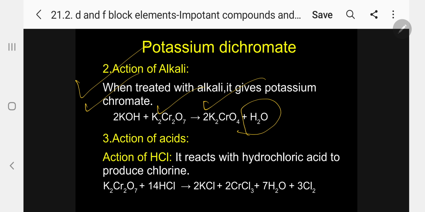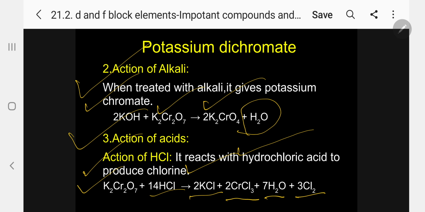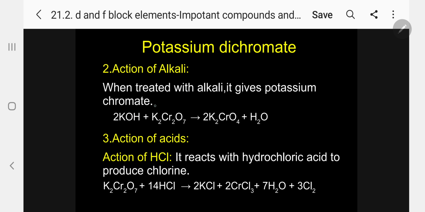Please follow. Action of acids. It reacts with hydrochloric acid to produce chlorine. So when you treat potassium dichromate with HCl, we now have potassium chloride, chromium chloride, water and 3Cl2. Kindly follow.